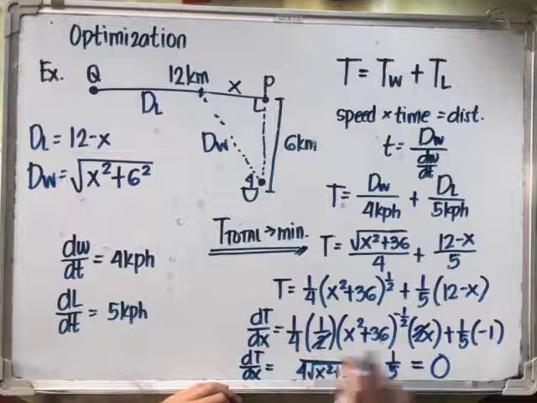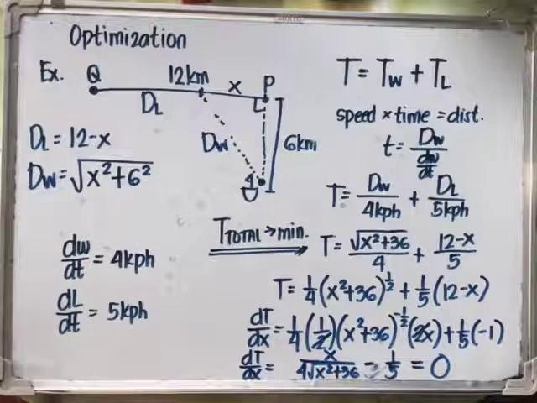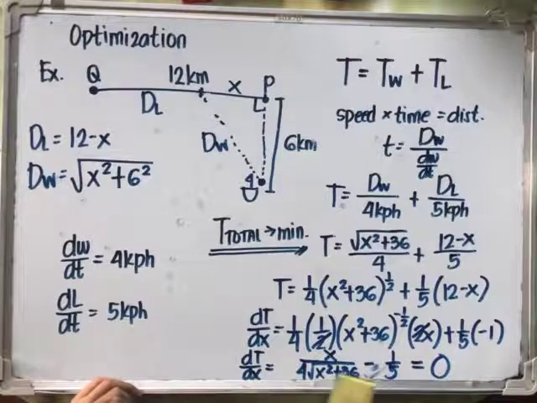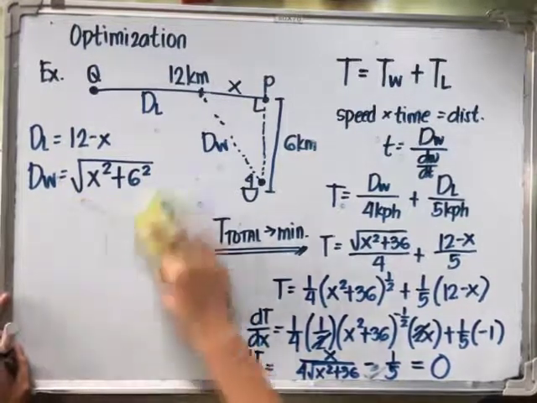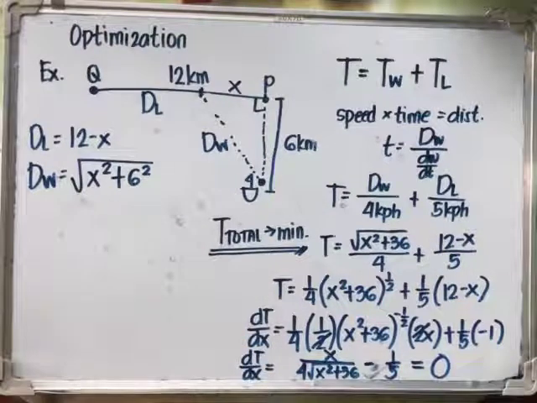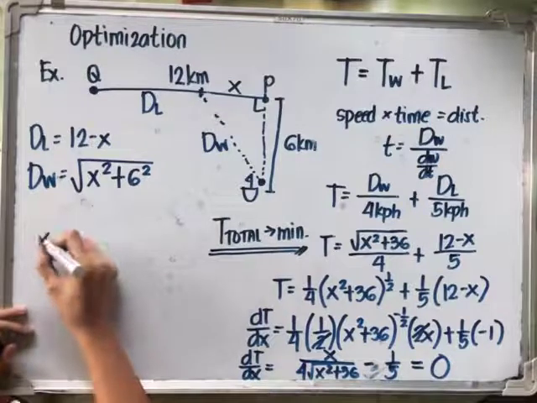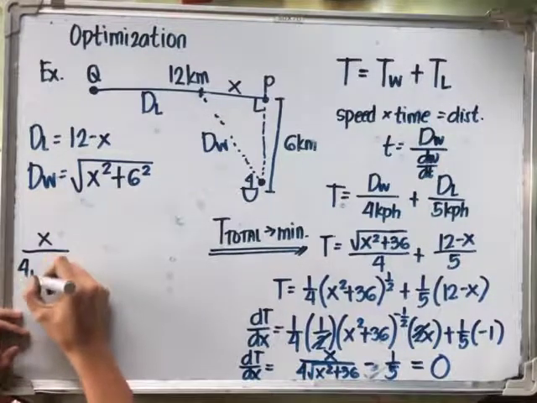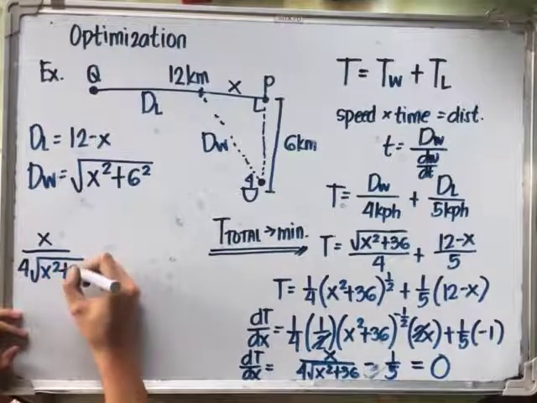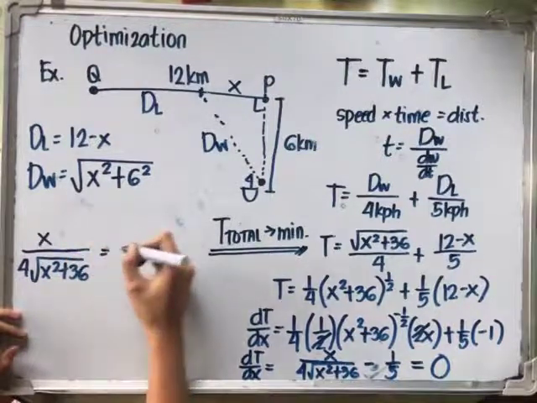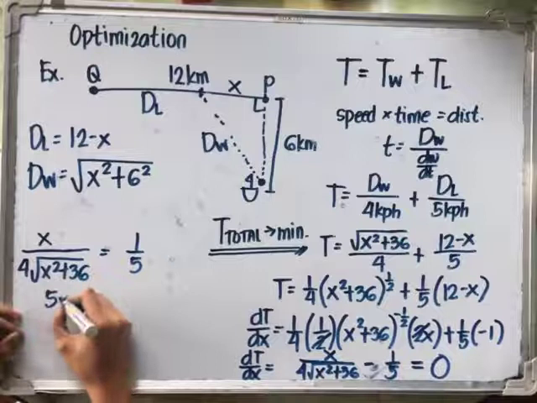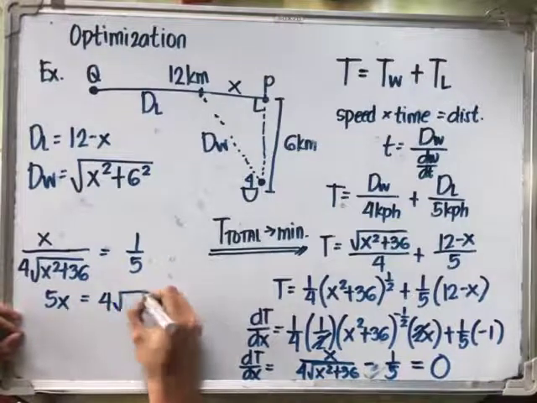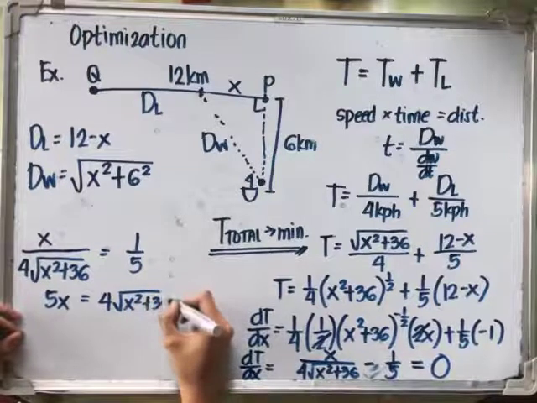Okay, so here's a correction here. May x pa palang natitira dito. I'll put it here na lang. x over 4 square root of x squared plus 36 minus 1/5 equals 0. Okay? So, erase ko siguro dito kasi medyo masikip na. Okay. Now, equating this to 0, we can transfer 1/5 on the other side. That would be x over 4 square root of x squared plus 36 equal to 1/5. Cross multiplying this will give us 5x is equal to 4 square root of x squared plus 36.